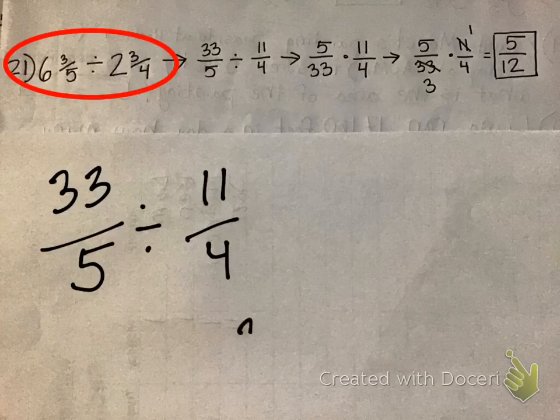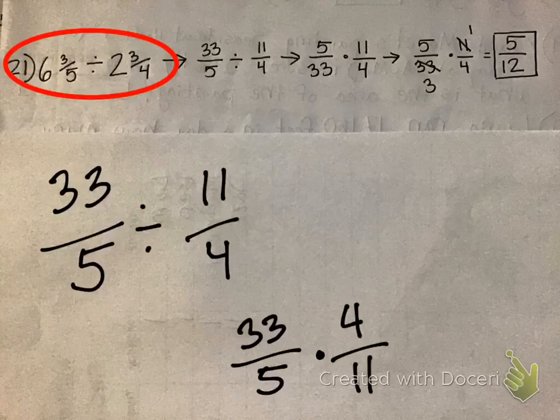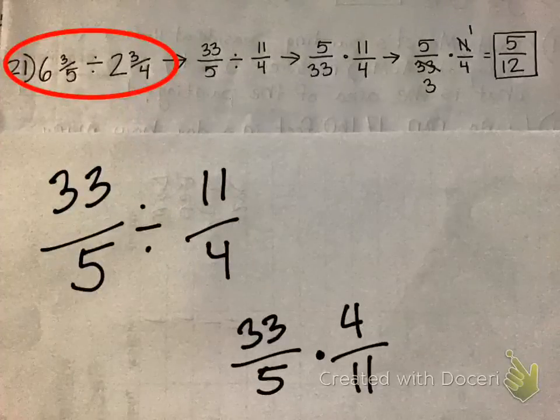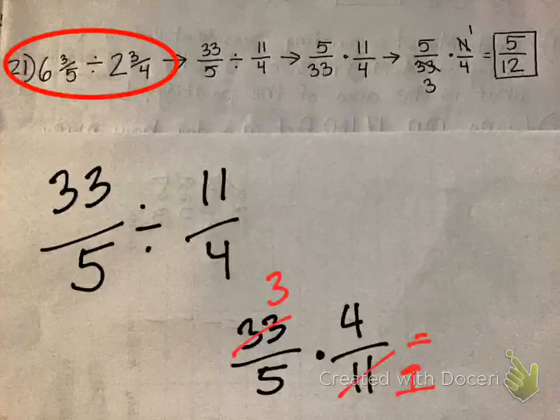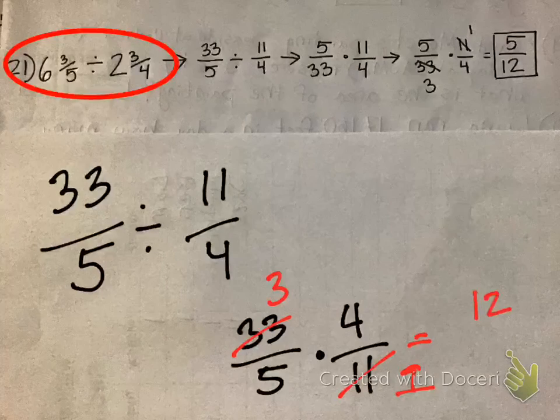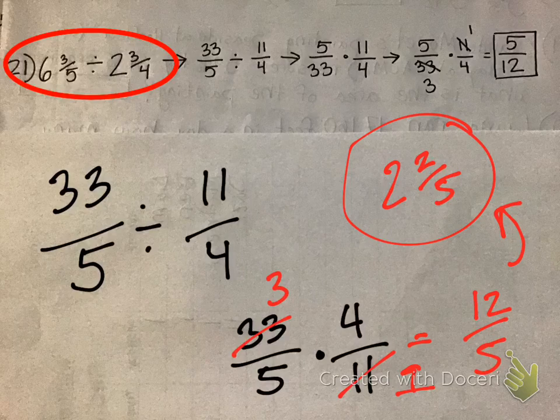So it becomes 33/5 times 4/11. Can I cross-cancel anything? Can I cross-cancel anything? What can I cross-cancel, Shiley? Perfect. It becomes 1 and 3. What do I get as my final answer right now, Sean? 12/5. What is 12/5 simplified to, Sophia? 2 and 2/5. That's our answer.